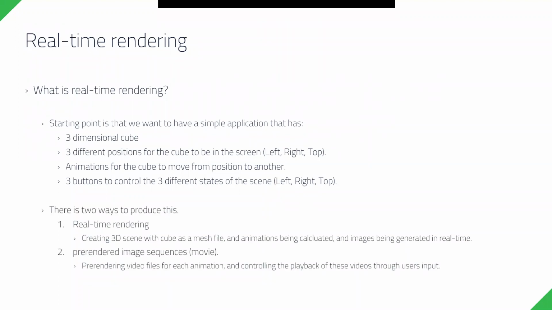So there are two ways to produce this kind of thing. The first one that comes to my mind is the real-time rendering way: creating a 3D scene with the cube as a mesh file and animations being calculated and images being generated in real time. And the other way would be to use pre-rendered image sequences, which is basically a movie. So pre-rendering video files for each animation and controlling the playback of these videos through users' input.